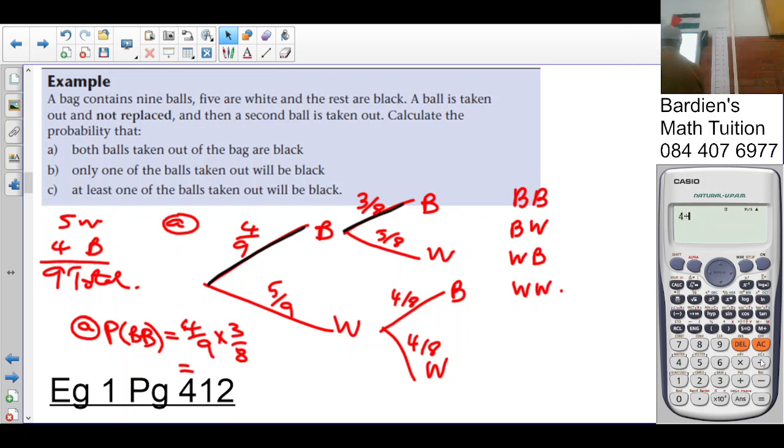So it's 4 out of 9 times 3 over 8. 1 out of 6. Okay? You guys understand? You can change that to decimal or you can do it as a percentage, it doesn't matter. Okay. Let's look at number 2, part B, in this case.